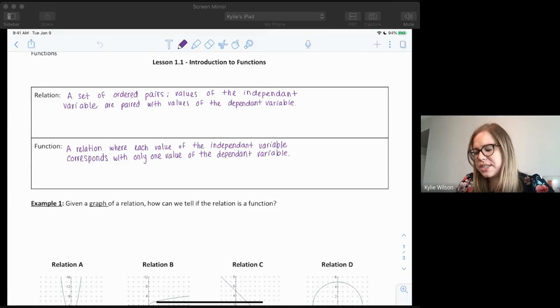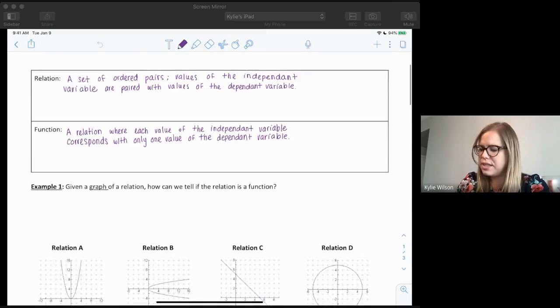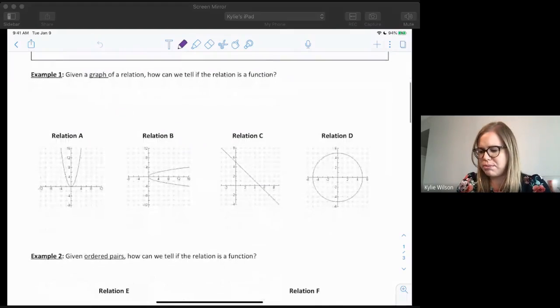And it's a relation where each value of the independent variable corresponds with only one value of the dependent variable. So a function is a special kind of relation where if I have an x value, it only corresponds with one y value. So we'll go through some examples of that and what that means, because reading it as these definitions is a little unclear. So let's go through our first example.